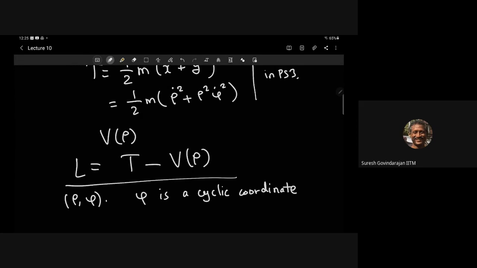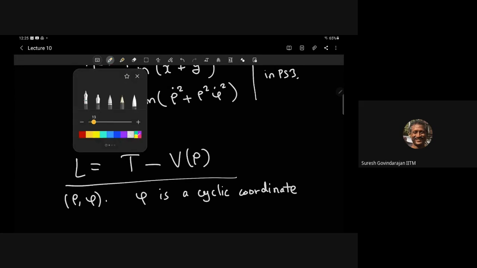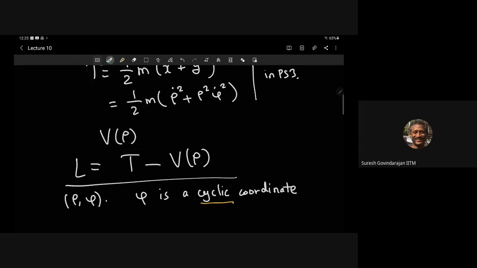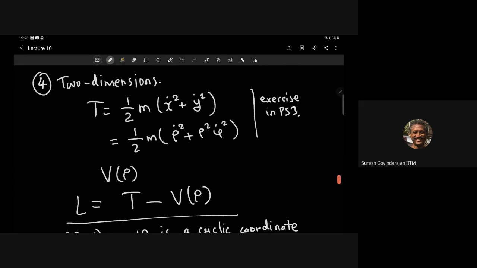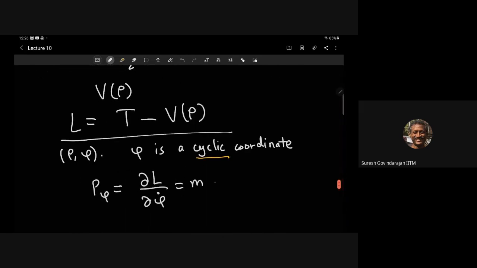I'm the worst guy to remember terms, but I always remember the physics. Okay. So what does that mean? P phi, which is dL by d phi dot, is a constant of motion. So let's look at L. So phi dot comes here. So this is the term. So you get m rho squared phi dot. Okay. It's a constant of motion.